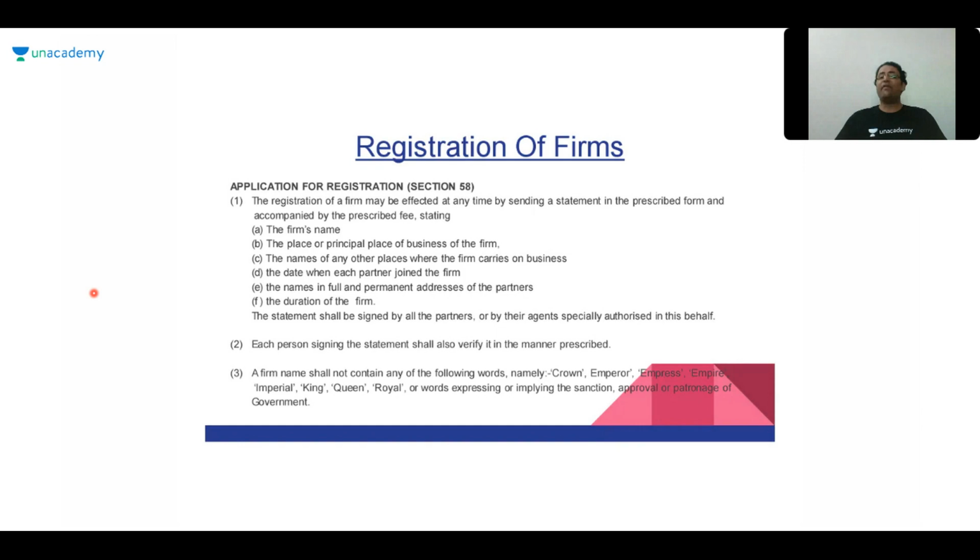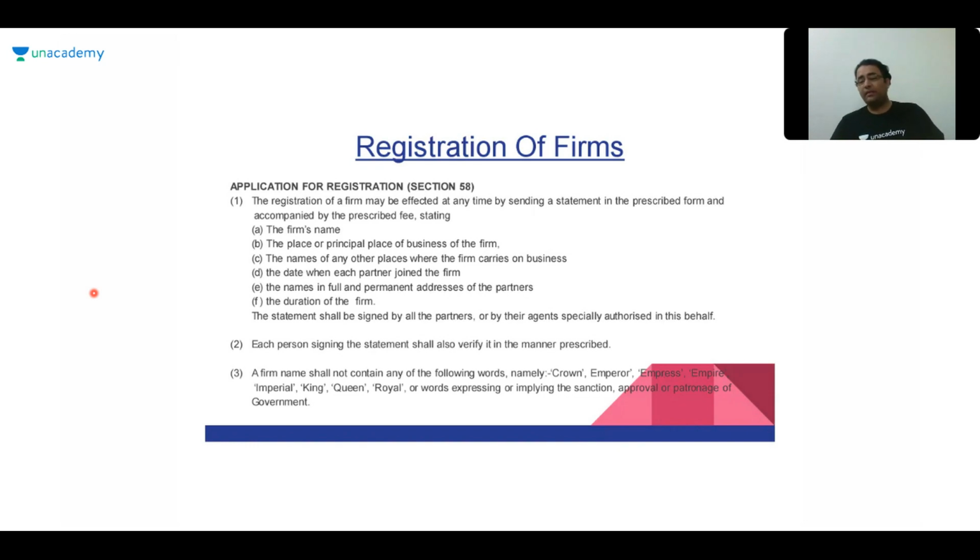Firstly, whenever the partners decide to register their firm with the registrar of firms, we will discuss the advantages of registering in the next slide, then they have to send to the registrar of the area in which the registered office of the partnership firm is situated, or the sub-registrar of firms, a statement containing details such as the name of the firm, the principal place of business, the other places where they carry on business, the complete names and addresses of all the partners, their profit sharing ratio, the date on which they became partners, and the duration of the firm.